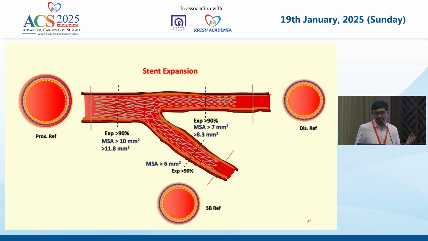These are multiple numbers. The latest one is 11.8, 8.3 and 6 millimeters square. That is what the recent Korean study with the double crush data showed. Just remember a number: you should end up getting at least 80% of the reference. That is at least the minimum requirement for your expansion.